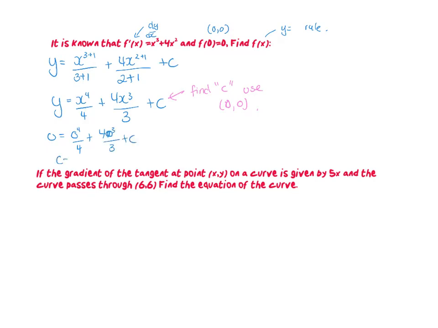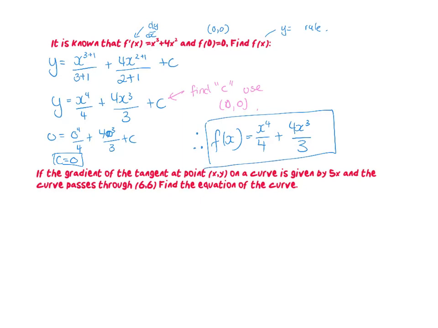So we see that c is actually equal to 0. So we can now safely say that the formula, or f of x, is actually just x to the power 4 over 4 plus 4x cubed over 3. So we get our final answer like that.